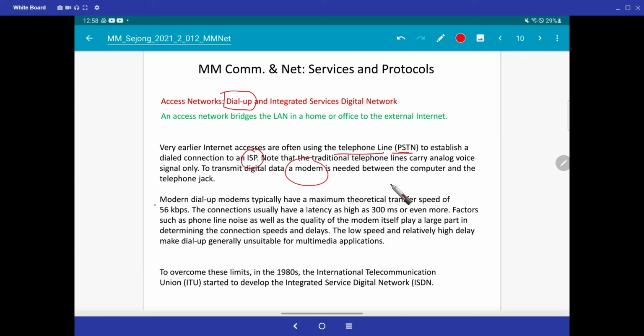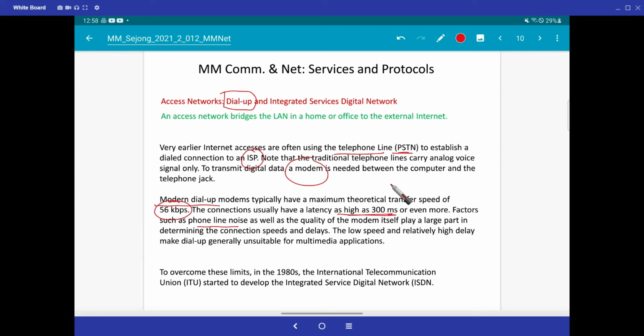And the modern dial-up modems might have up to 56 kbps, but with high latency, 300 milliseconds or something. And then we have phone line noise, and there are some other quality factors. So definitely delay and connection speed are really very horrible. So we can't use that kind of low speed and high delay for our multimedia applications.